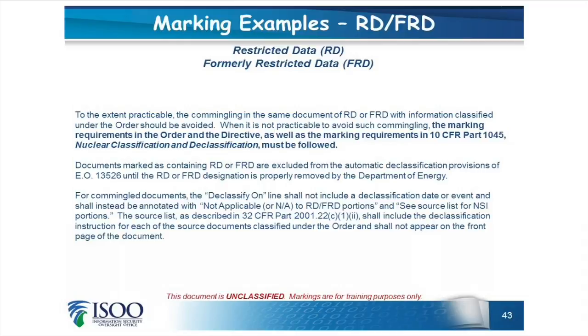For commingled documents, the Declassify On line shall not include a declassification date or event and shall instead be annotated with not applicable, or NA, to RD, FRD portions, and see source list for NSI portions. The source list, as described in 32 CFR 2001.22, shall include the declassification instruction for each of the source documents classified under the order and shall not appear on the front page of the document.